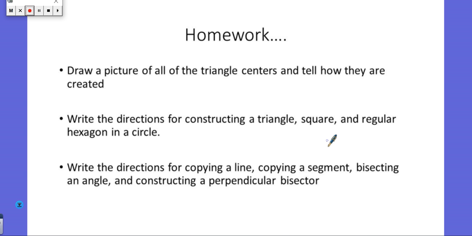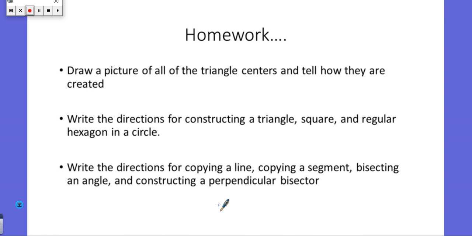Okay, honeys, we will have a quiz and a notebook check tomorrow. So I'm going to be looking for those instructions for writing the directions for constructing a triangle, square, and regular hexagon, which you should have already done this week. So I want you to write them again and try to write them without looking at your notes. Try to learn them by heart.